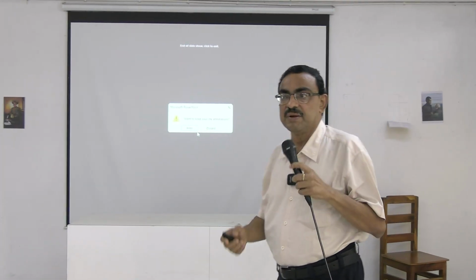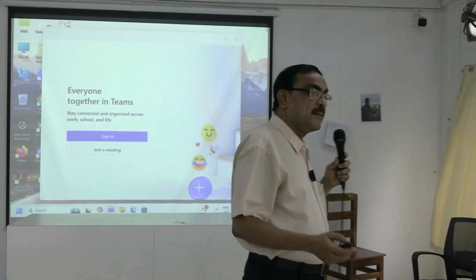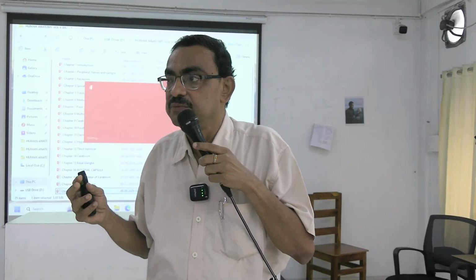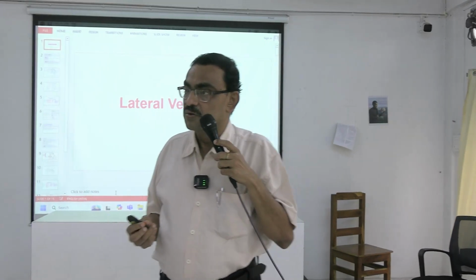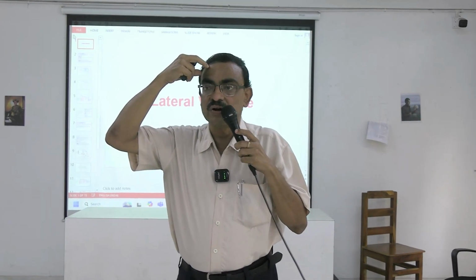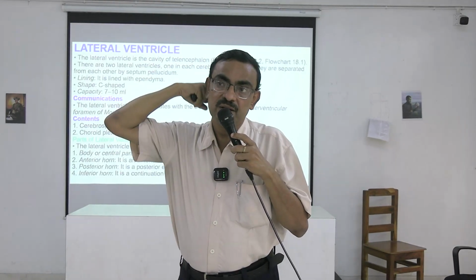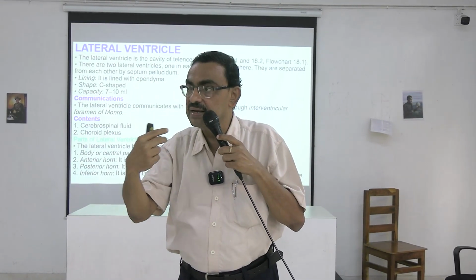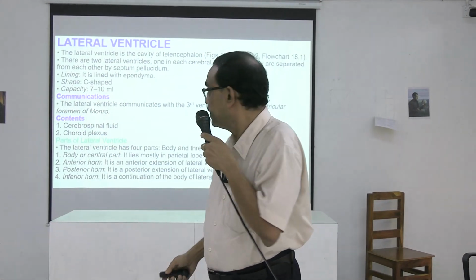Now about the lateral ventricles. There is a ventricle cavity within each cerebral hemisphere. Okay. Which is present from the frontal lobe, then parietal lobe, then occipital lobe, and ultimately it reaches the temporal lobe. So it has got a C-shaped area.